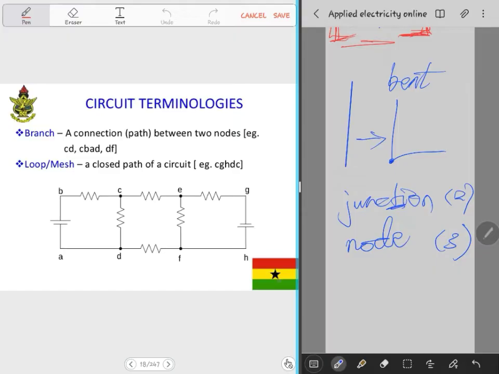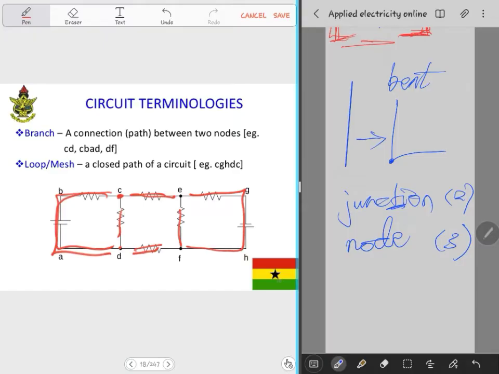A branch is a connection or a path between two nodes, right? So if this is a node, and what we did here is another node, then all of this here is a branch. Sorry, there's no branch here. So all of this becomes one branch, because the nodes are two here, that's E and F. So the whole of this is one branch, from here, here, and then here. There's one branch.